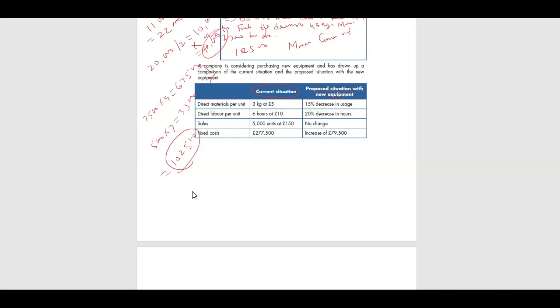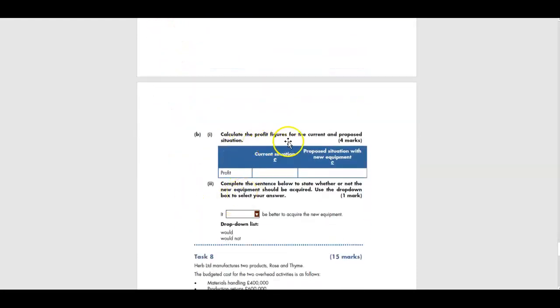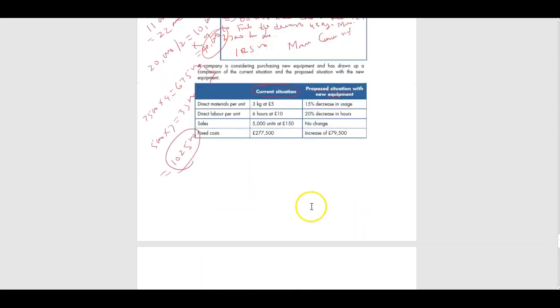So let's have a look. What is the question? The question says calculate the profit for the current and the proposed situation. So we have to calculate for both situations. And the next part is asking what should we do? Of course, if the current situation gives us more profit, we don't have to buy the new equipment. If the proposed situation increases the profit, then we say yes, we should buy it. So let's calculate the profit for both situations, the current situation and the proposed situation.